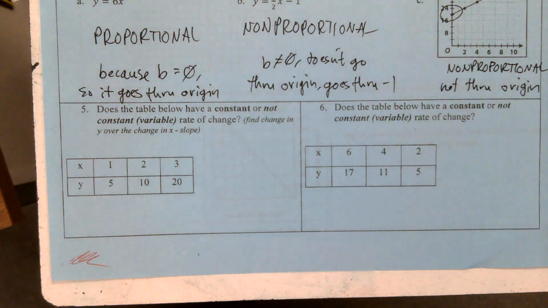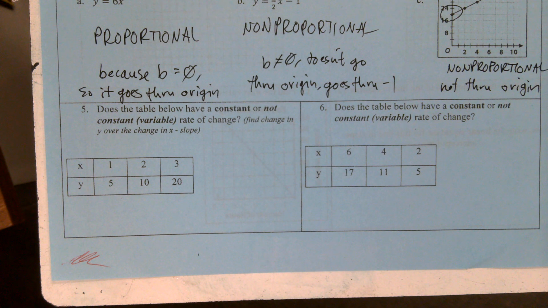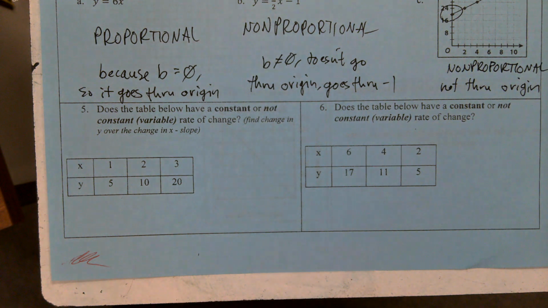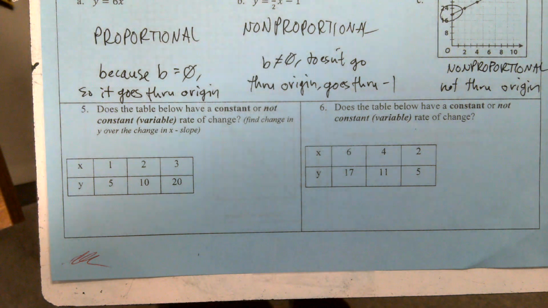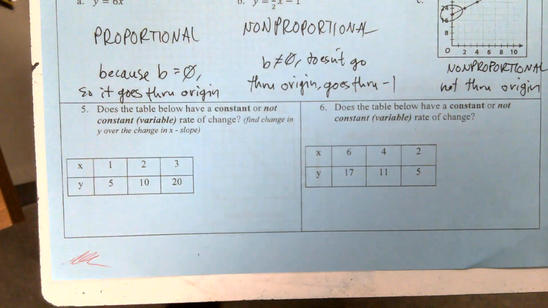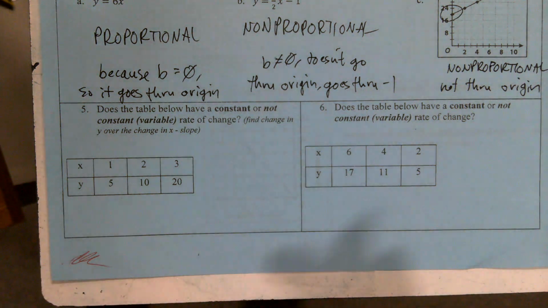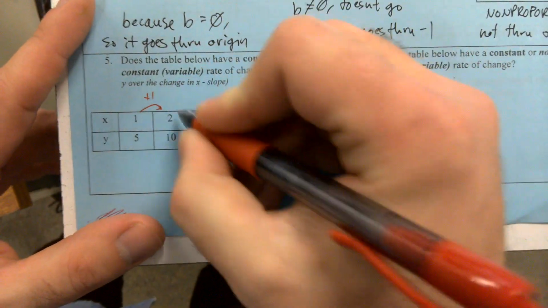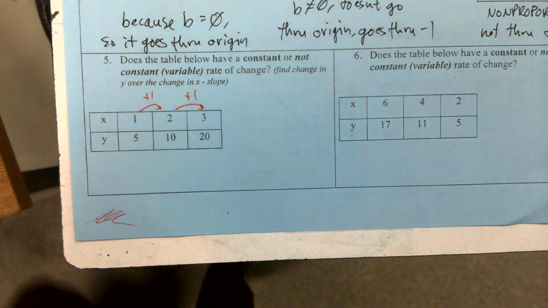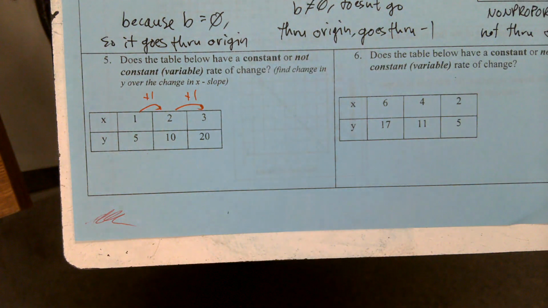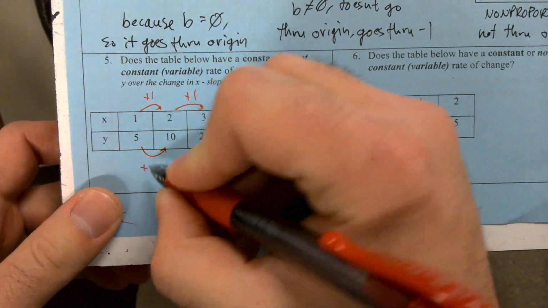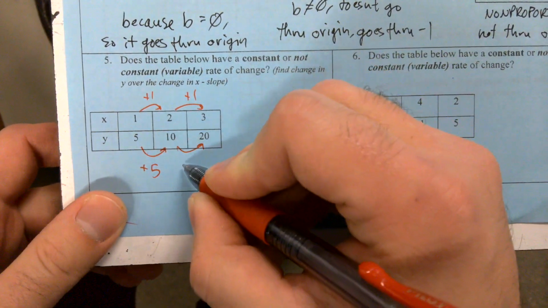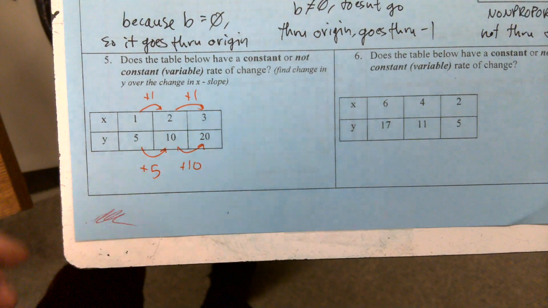Down to 5. Does the table below have a constant or non-constant, also known as variable, rate of change? Now, this is something that we haven't directly taken notes on, but if you use the process that we are familiar with, it's pretty obvious whether it's going to be constant or not. So on the x's, we're going to do our arrows. From 1 to 2, that's +1. From 2 to 3, that's also +1. So far, so good. From 5 to 10, that's +5. From 10 to 20, that's +10.